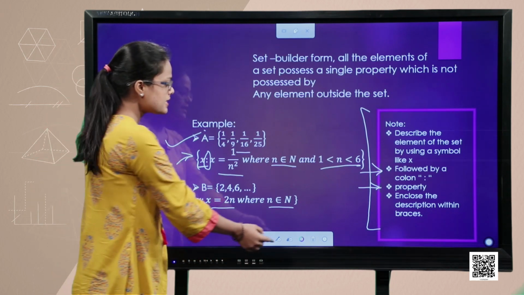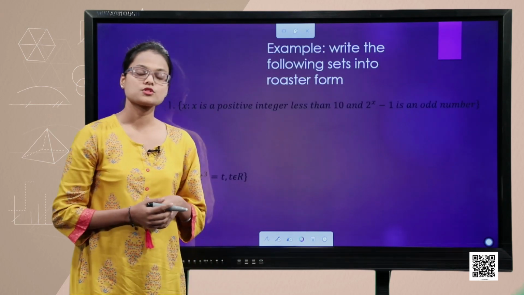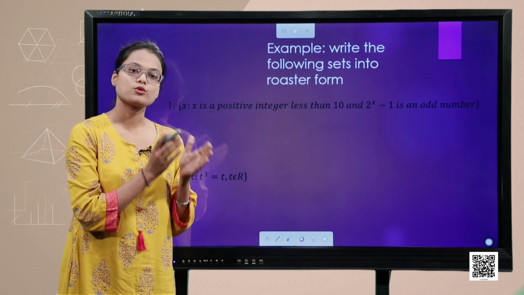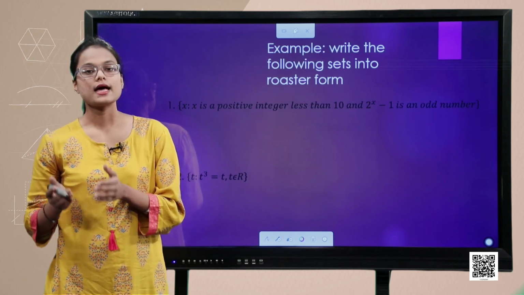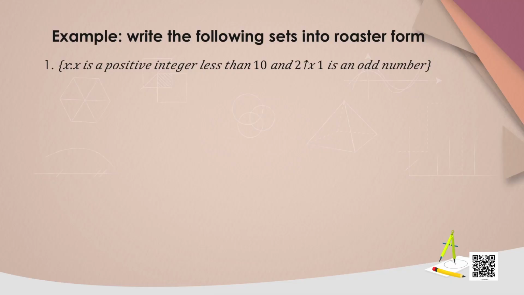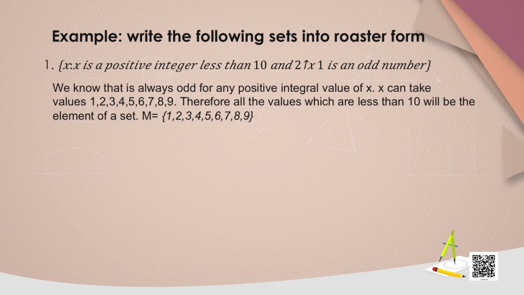Now, students, let us take some examples so that we can study how we have to convert a set from a roster form to a set builder form and a set builder form into a roster form. So, let us see in this example, we have to convert the set into a roster form. Let us name this set as M. In this set, we have a set of all those elements which are positive integers less than 10 and this expression is an odd number.